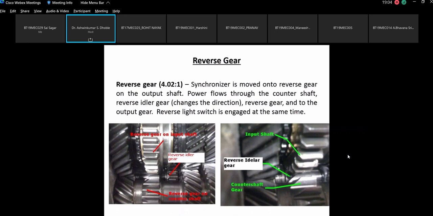So light switch, that means it gives the indication for some of the vehicles that the reverse gear is engaged. In modern vehicles, they are fitted with a camera. So whenever you engage the reverse gear, on the screen you can see what is at the back side of the vehicle, because the back camera gets activated.